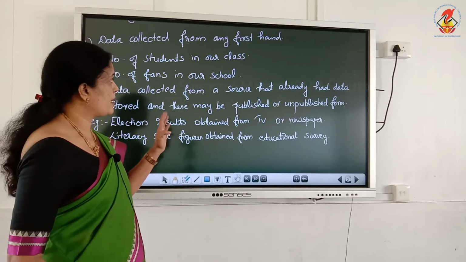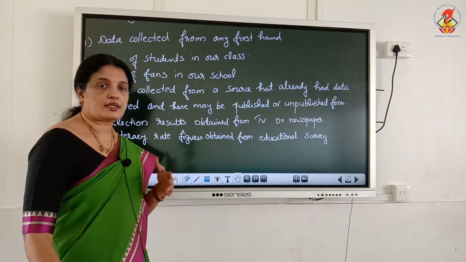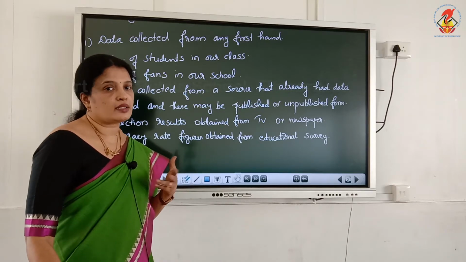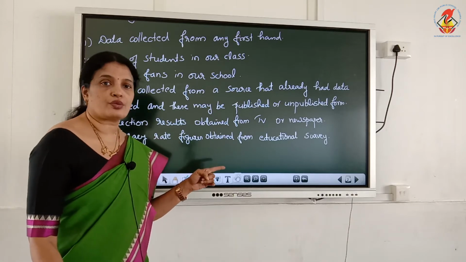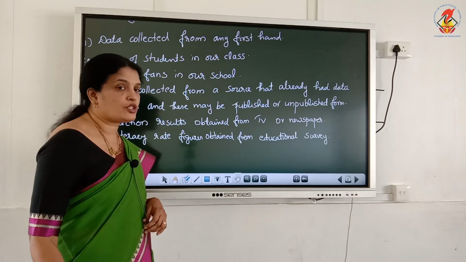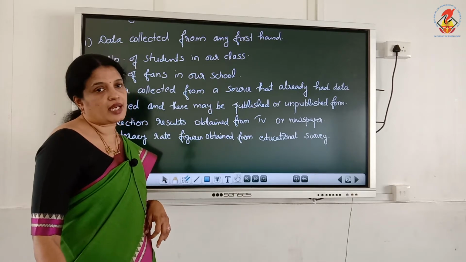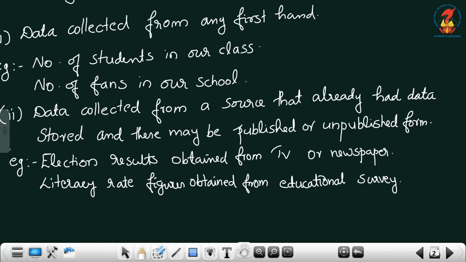First, primary data means what? The number of students in our class, the number of fans in our class. We can collect this directly. But election results obtained from TV or newspaper, and literacy rate figures obtained from an educational survey, this type of data is called secondary data, collected from a source that already had data stored, in published or unpublished form.